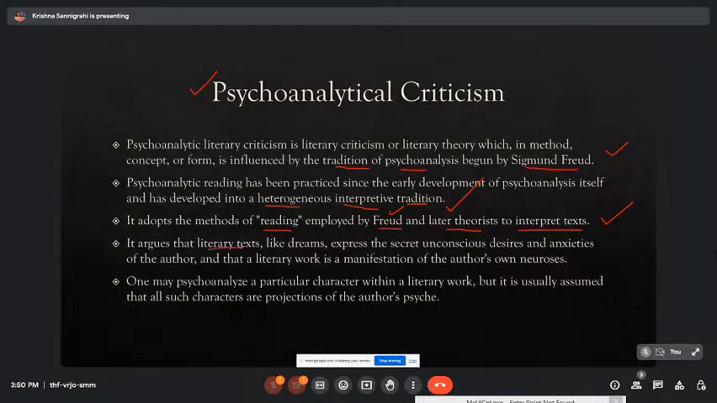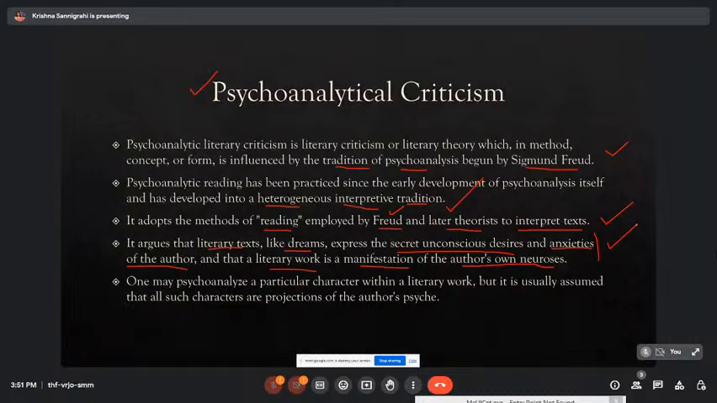What does it argue? It argues that literary texts, like dreams, express the secret unconscious desires and anxieties of the author, and that a literary work is a manifestation of the author's own neurosis. So it is bringing in the idea that a literary text is just like a dream. All of us have dreams, right? For example, if we have our examination next week, our dreams are usually aligned to our examination. We will be dreaming that today the question paper was very difficult and I could not finish it on time, or you will dream that I have completed my question paper on time and was very successful in completing it. Somebody is congratulating me, the whole class is clapping for me.